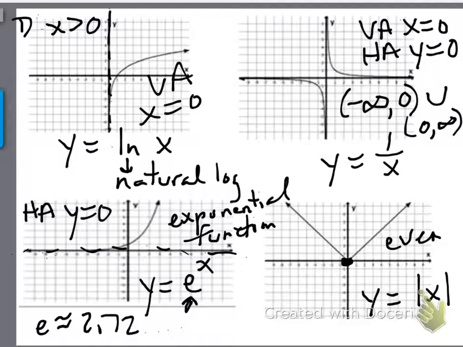And by the way, I should amend that. It's a v, and it's still symmetric about the y-axis. Even functions are symmetric about the y-axis. So the vertex has to be on the y-axis for you to be able to say it's even. Okay?